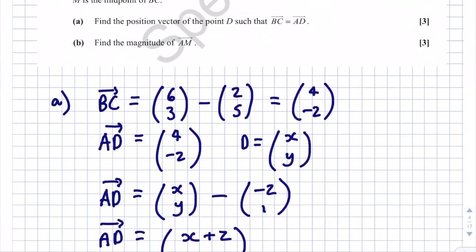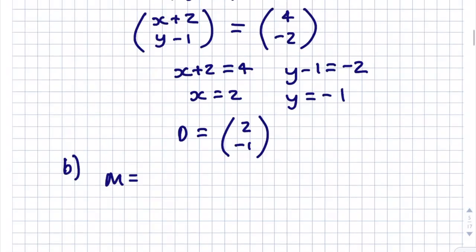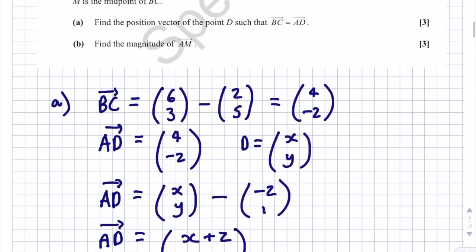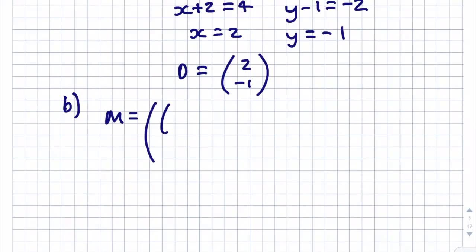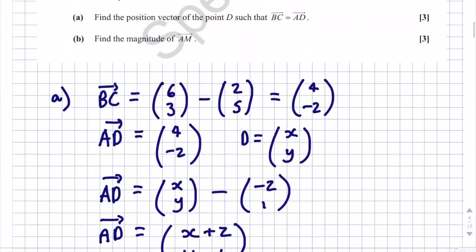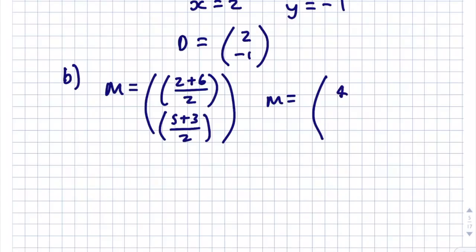Now part B says find the magnitude of the vector AM. We're told in the question that M is the midpoint of BC. So first we need to work out the position vector of M. M is going to be halfway between B and C. So the x value is 2 plus 6, all divided by 2, and the y value is 5 plus 3, all divided by 2. So M has the position vector (4, 4).